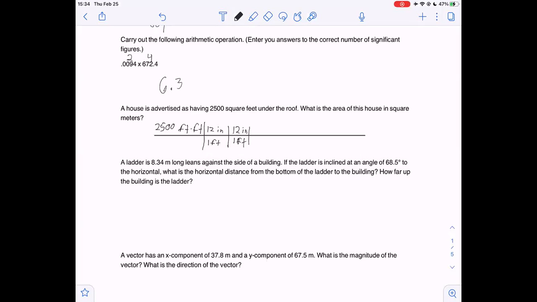From there, we know how many centimeters are in 1 inch: 2.5 centimeters. Do that twice as well. And then how many centimeters in a meter? 100. Okay. Then you do that twice as well.